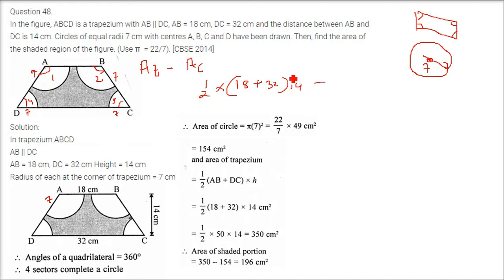What is to be subtracted? It is pi, that is 22 by 7, and r square. What is the radius of this circle? 1, 2, 3, 4. If you combine it, it will be 7 into 7. So what do you get? Here you get 350, here you get 154, and the answer comes to 196.